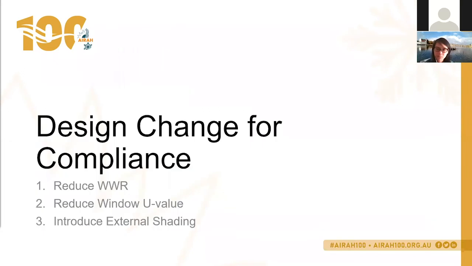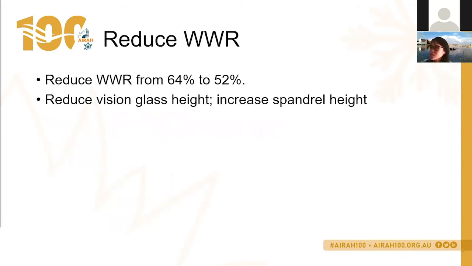So we're going to explore a few methods, a few things that will change to try to achieve compliance. So the first thing is trying to reduce the amount of window and have more opaque wall components. Then we'll try to reduce the window U value, which means that now we have less heat transmittance through the window. And then ultimately, we'll try to introduce external shading to try to manage or reduce our solar emittance. So here's the first thing that we did.